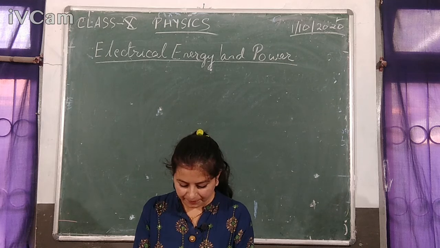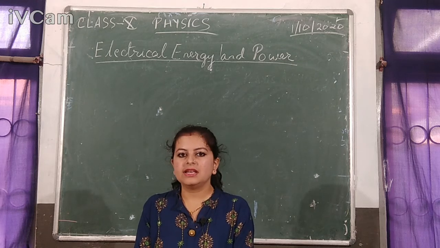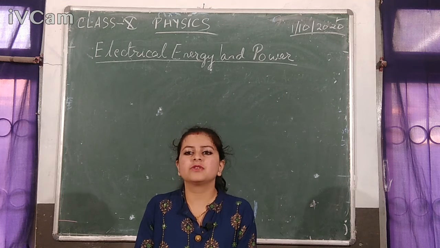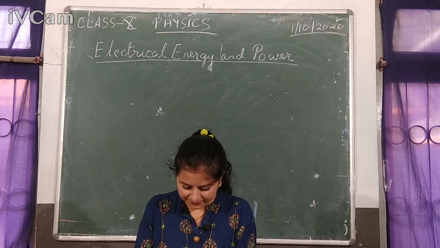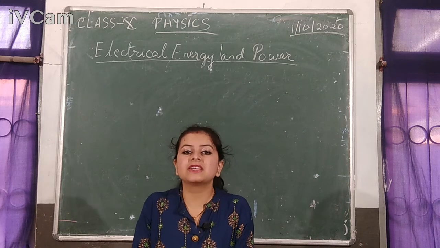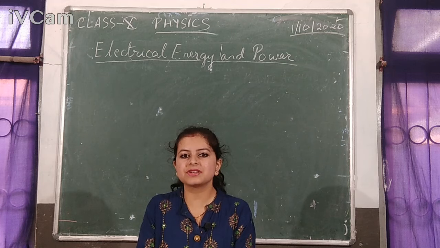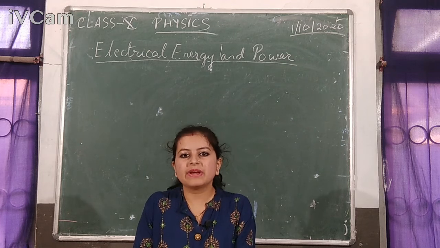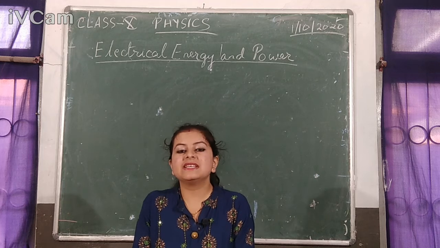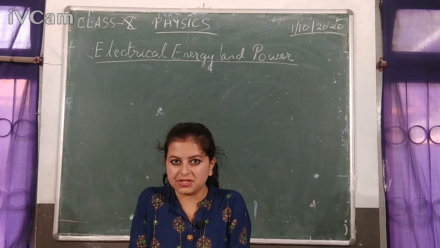So let's begin now. We have all learned in our previous classes that energy exists in different forms. Some forms of energy are mechanical energy, heat energy, chemical energy, and one such form is electrical energy. Now this electrical energy is possessed because of the movement of electrons inside the conductor. So it is basically a form of kinetic energy, all right?